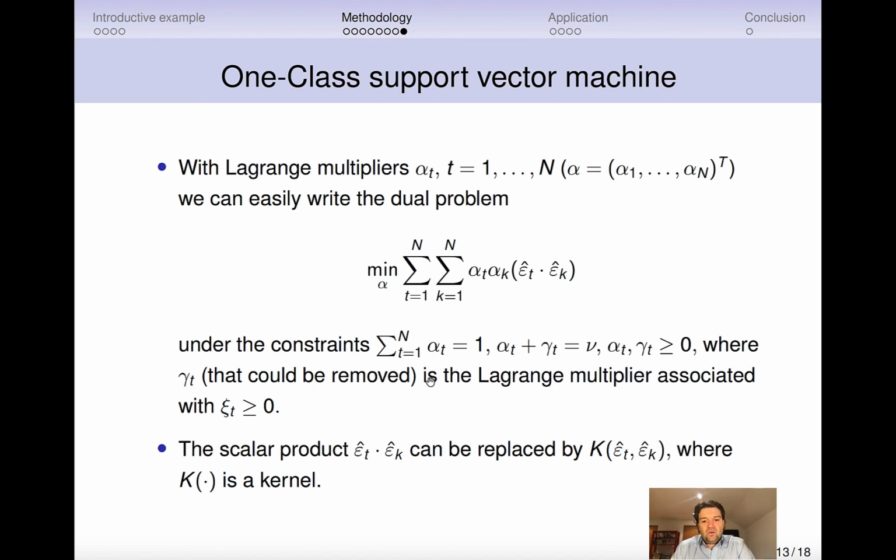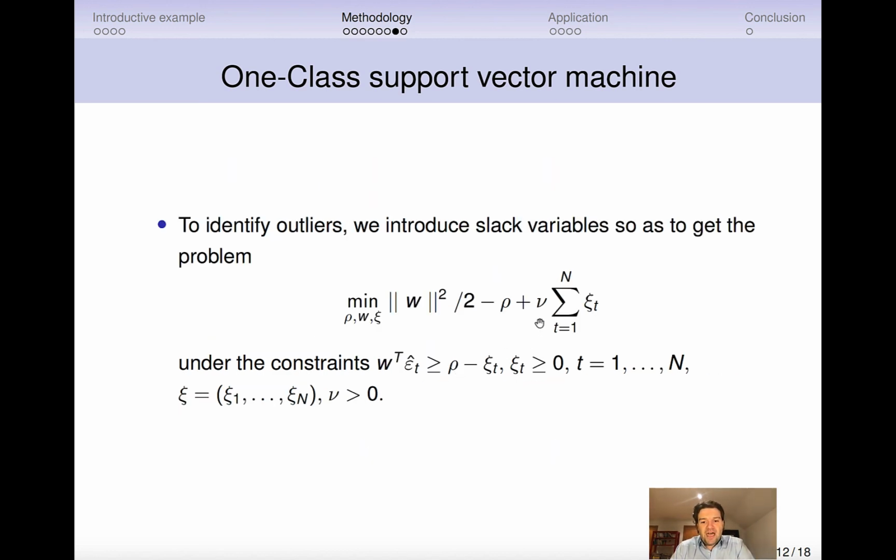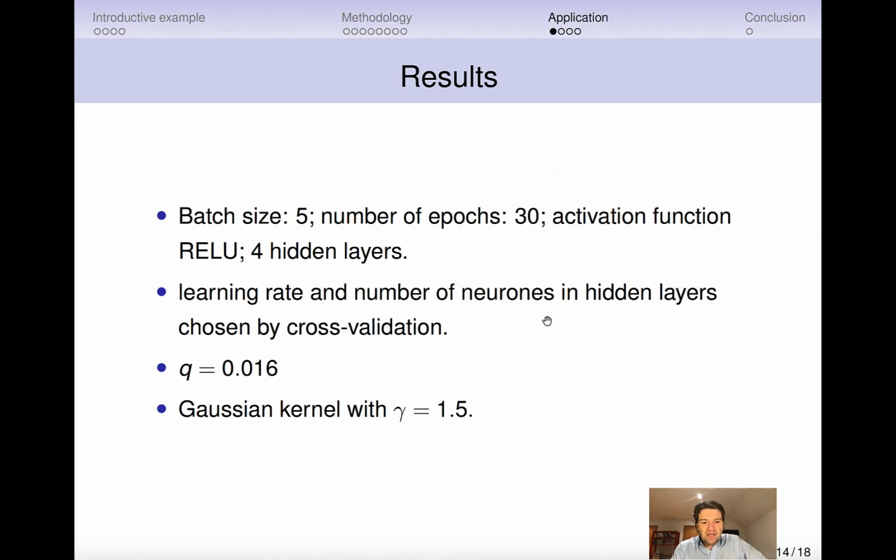Just with all that, we are able to play with this value nu, which equals 1 over n times q. As I said, this q is a value. We can play with this value in a way to have an idea of the lower bound on the number of support vectors, and therefore in a way the fraction of outliers that you have in your database. And here we have some results with some parameters that are chosen by cross-validation.